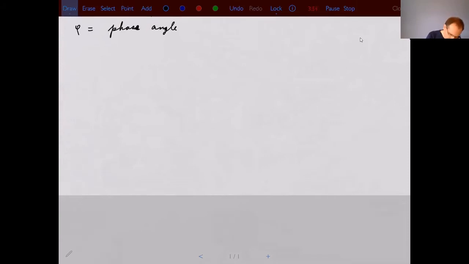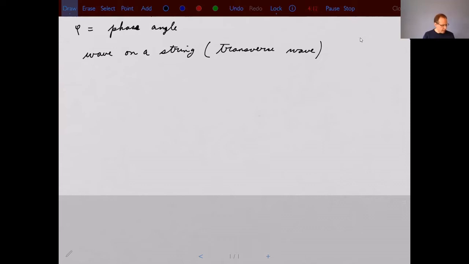So a wave on a string, you can think of this as what we call a transverse wave. So what does it mean for those parameters like the amplitude, the period, the wavelength, etc.?